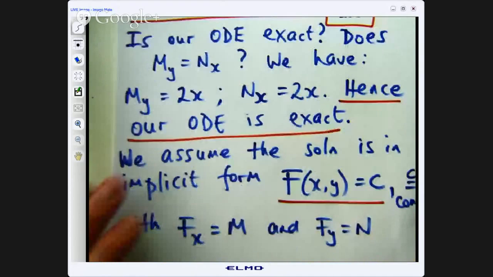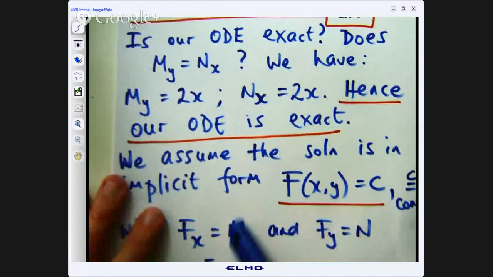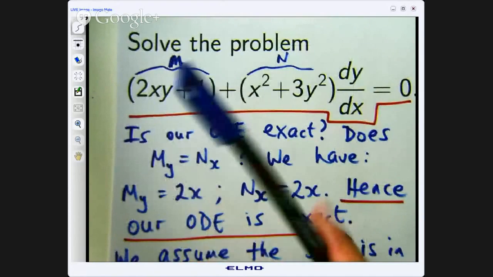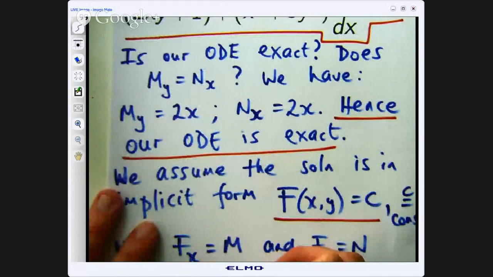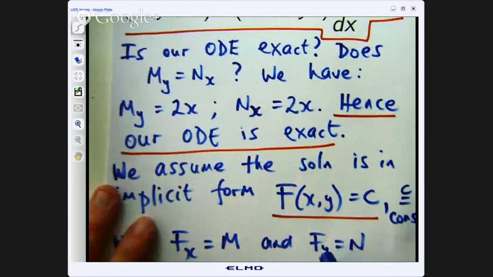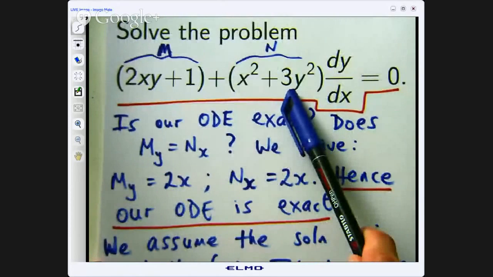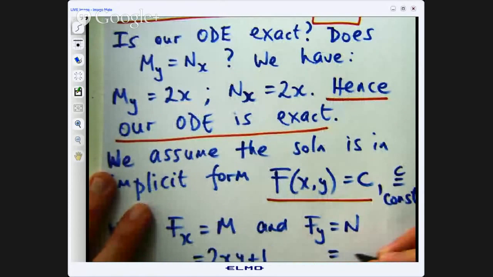Okay? All right, so what is M? M is 2xy plus 1. And N is x squared plus 3y squared.